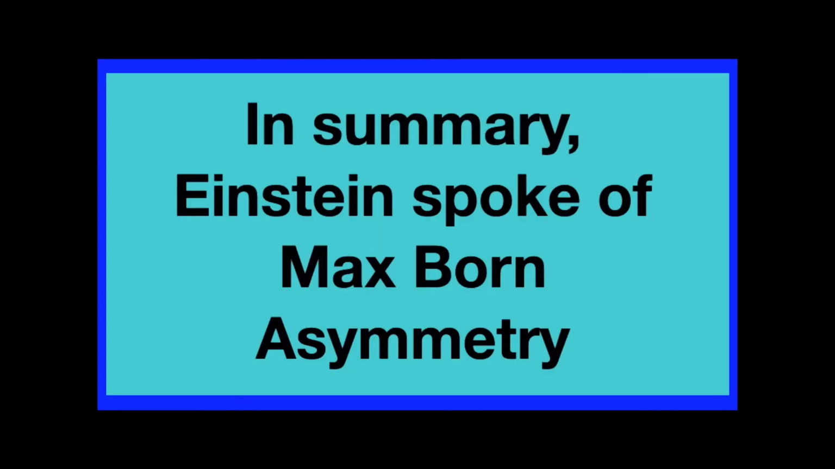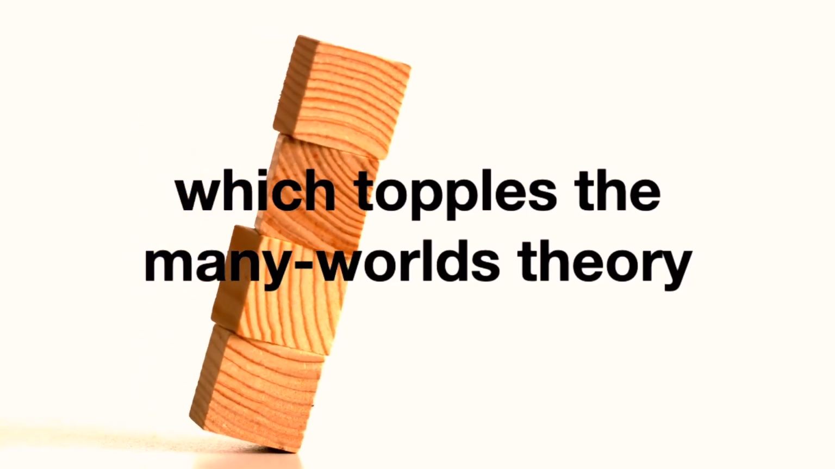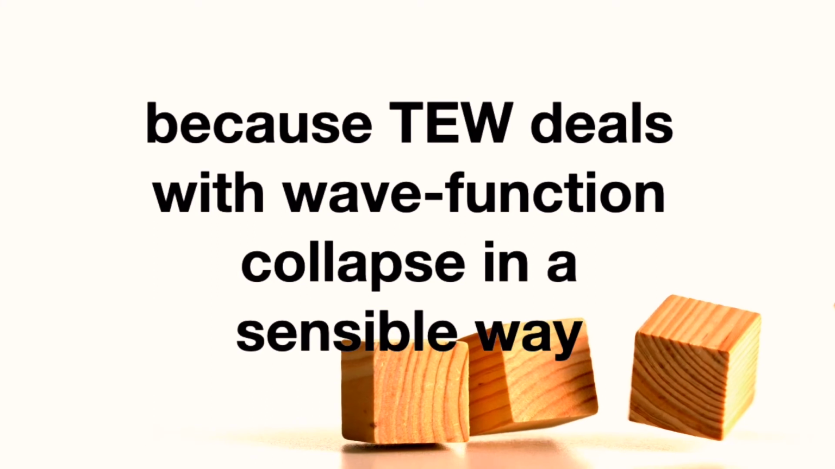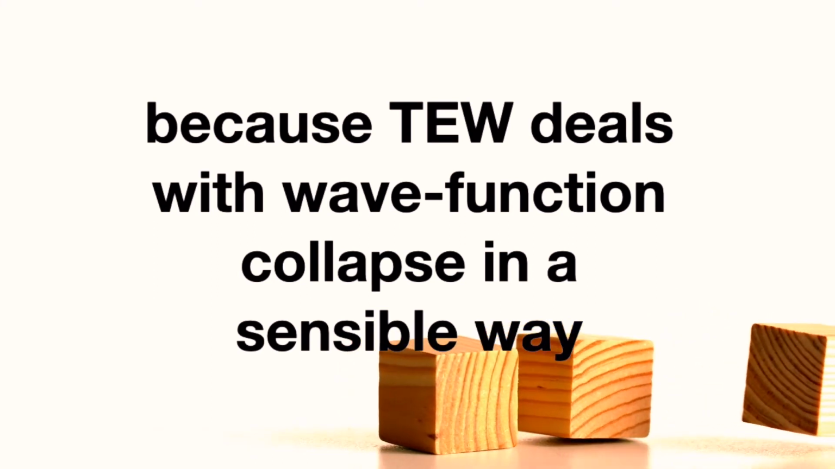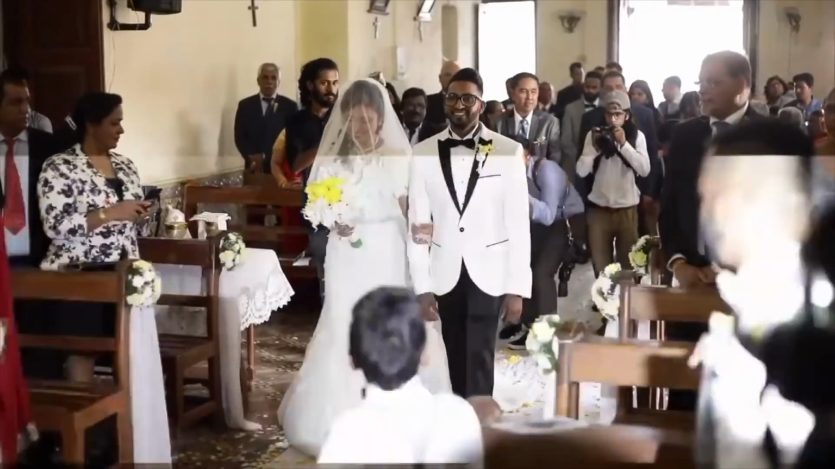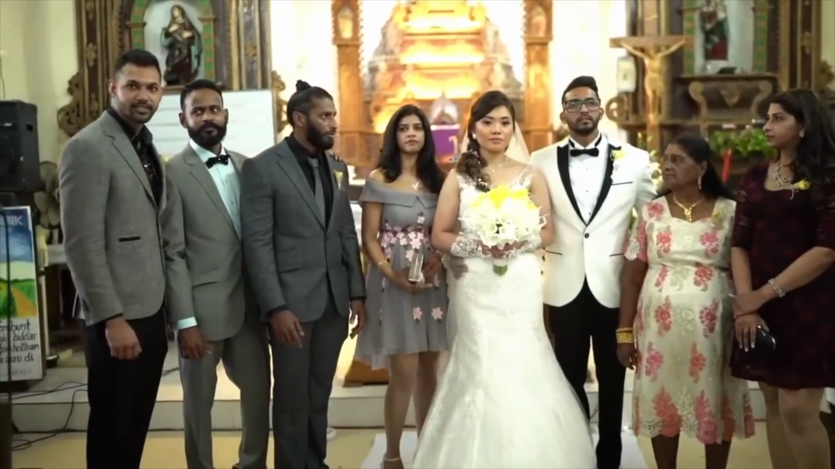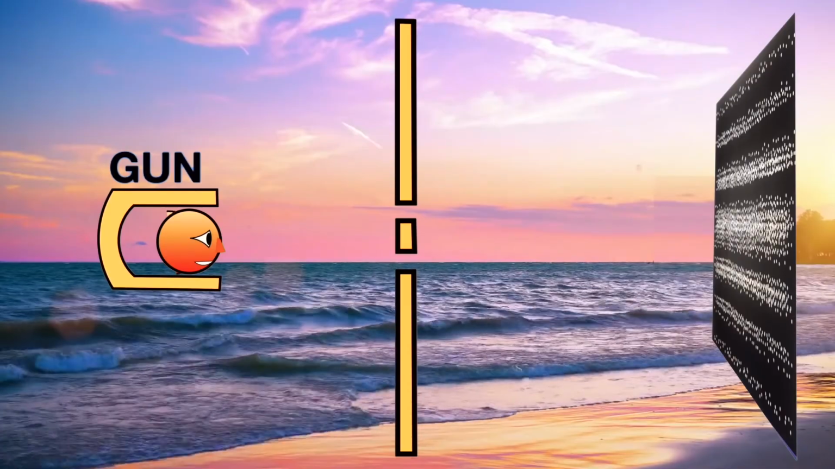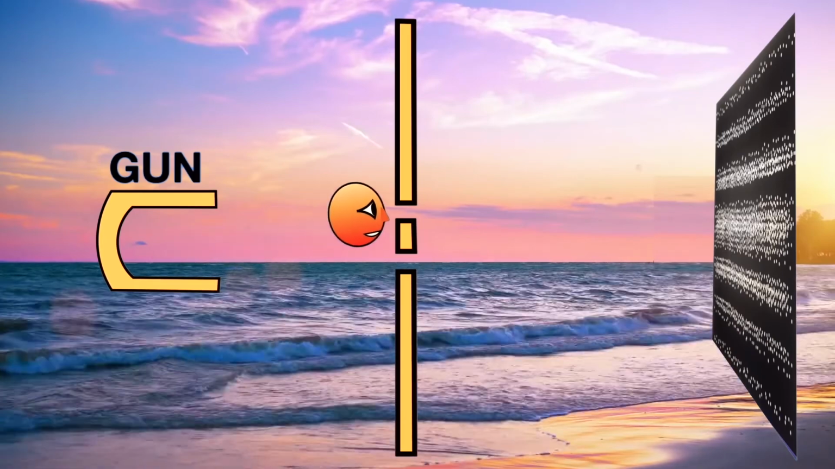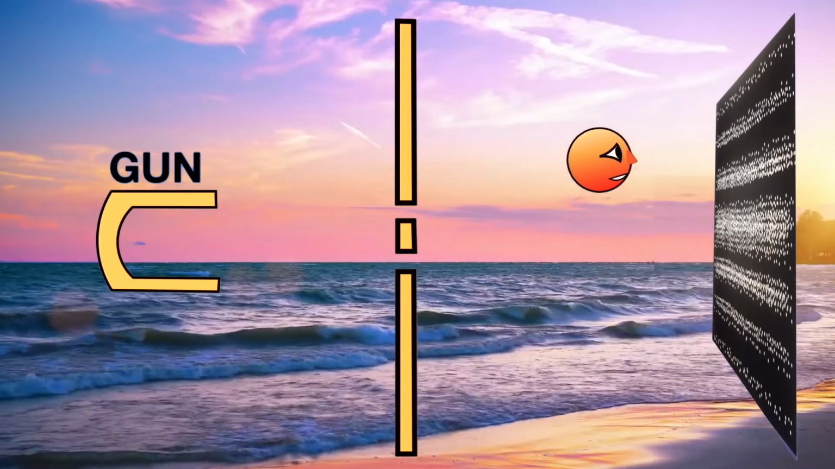In summary, Einstein spoke of the Max Born asymmetry, which leads to the idea that quantum particles follow zero energy elementary waves backwards, which topples the many worlds theory because TEW deals with wave function collapse in a sensible way, unlike the many worlds theory. Wave function collapse makes sense if something decisive happens that changes history, like you getting married. Something decisive happens when the particle leaves the gun in one direction or another. Nothing decisive happens when the particle hits the target screen.